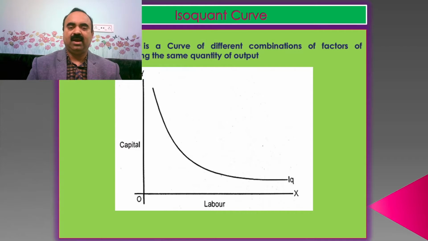Isoquant curve. Isoquant curve is a curve of different combinations of factors of production yielding the same quantity of output. Here in this diagram, I have taken units of labor on x-axis, units of capital on y-axis. We can see that isoquant curve is downward sloping from left to right.